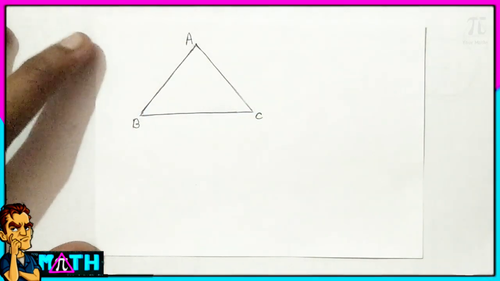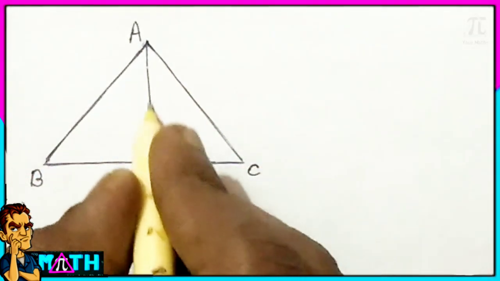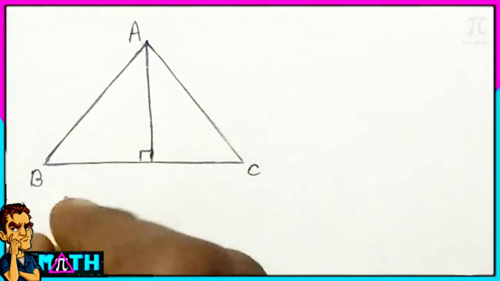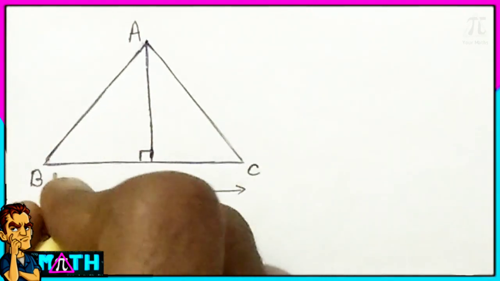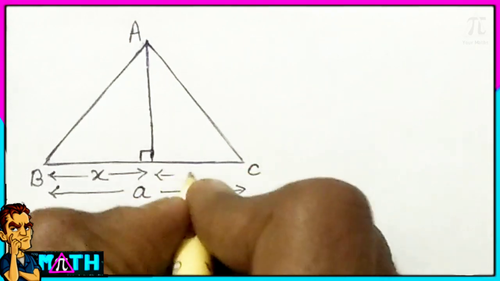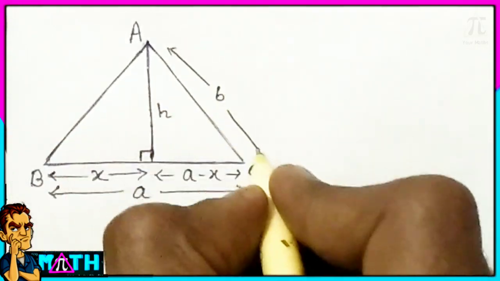Today we are going to prove the cosine law. So let's go. Now let me draw a height. Let's suppose this is a height and this is a 90 degree. Now let's suppose this length is a and this length is x. Then this length becomes a minus x. Now this is height h and this length is b.